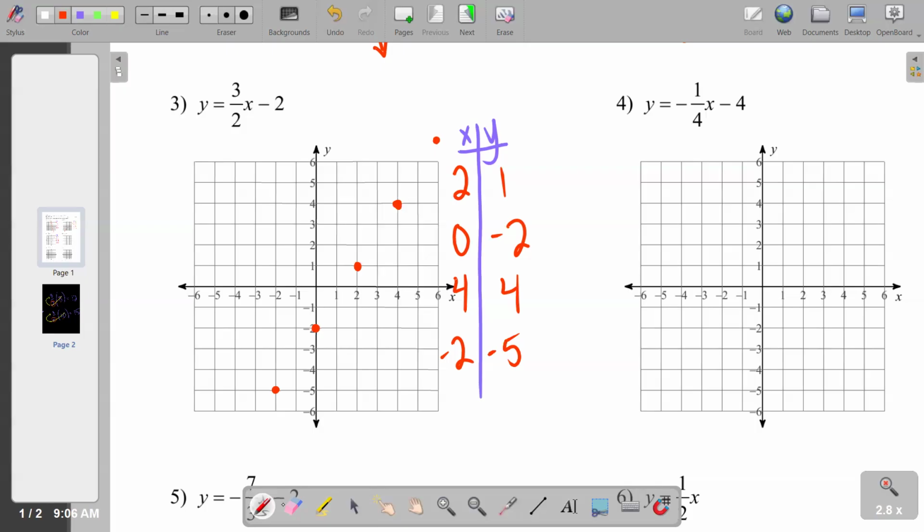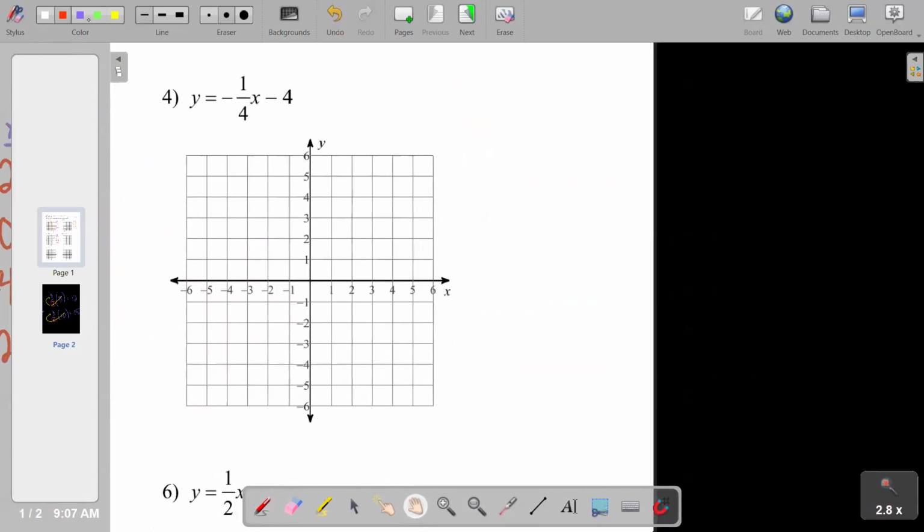So again, in a little bit, when we're done, you'll grab rulers and you'll make some nice, beautiful lines through these points. Let's head to number 4. When we're making our table, what are we thinking about as we pick our x's?